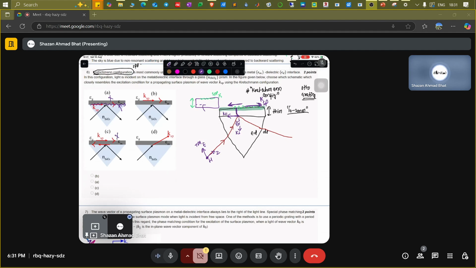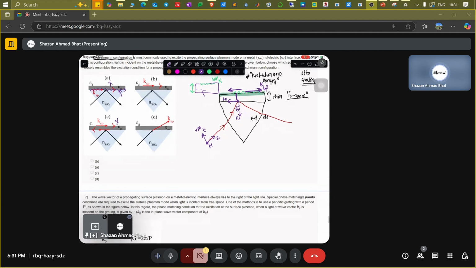Similarly, this is also not possible because it's showing two different surface plasmons generated on two different surfaces. This is also not possible because you cannot have a surface plasmon in this direction. So the only configuration that is supported is that the surface plasmon flows like this over the surface, not at this interface, just at the surface of the metal. So the only option that matches is option B.